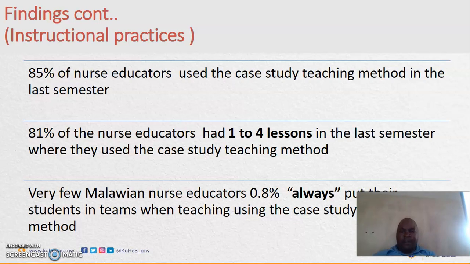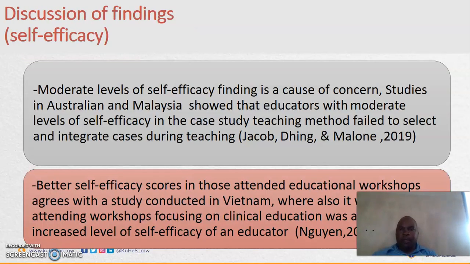The study also found that very few Malawian educators always put their students in teams when teaching with the case teaching method. On discussion of the findings, the finding of a moderate level of self-efficacy is a cause of concern, because studies that were conducted in Australia and Malaysia show that educators with a moderate level of self-efficacy in the case teaching method fail to select and integrate cases during teaching. Only those educators who had a high level of self-efficacy were able to achieve this goal.